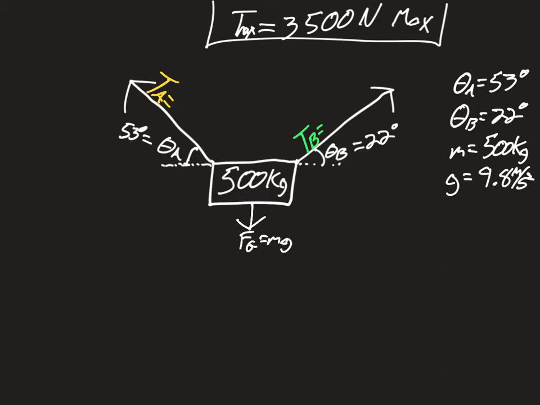We're going to need to know some other things. What we're going to need to know is that each of these ropes are actually going to have two different vectors that they're breaking things down into. They're going to have an X component, and they're going to have a Y component.